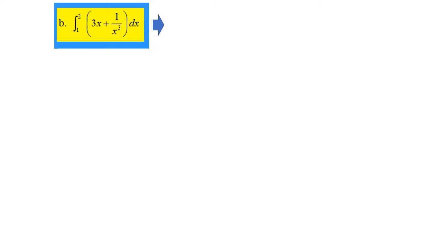Next, we integrate (3x + 1)/x³ dx from 1 to 2. First, it will be equal to the integration of 3x dx from 1 to 2 plus the integration of x to the power of negative 3. This one we simplify from 1 over x to the power of 3.